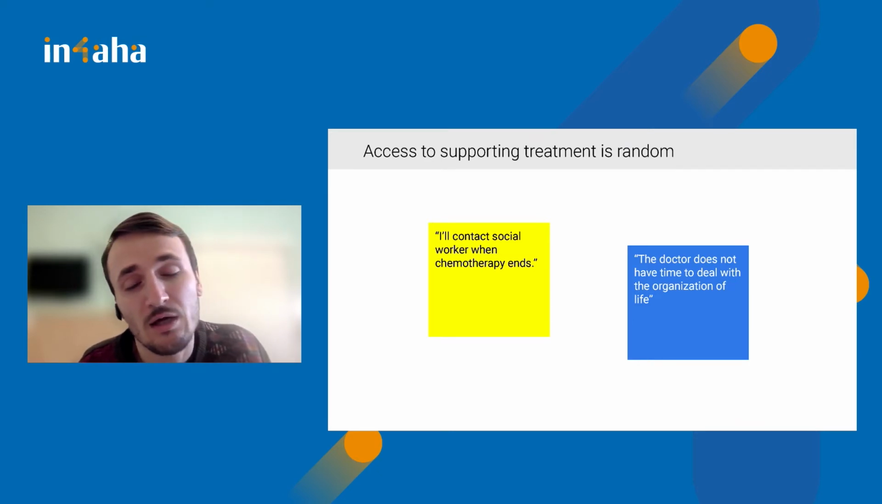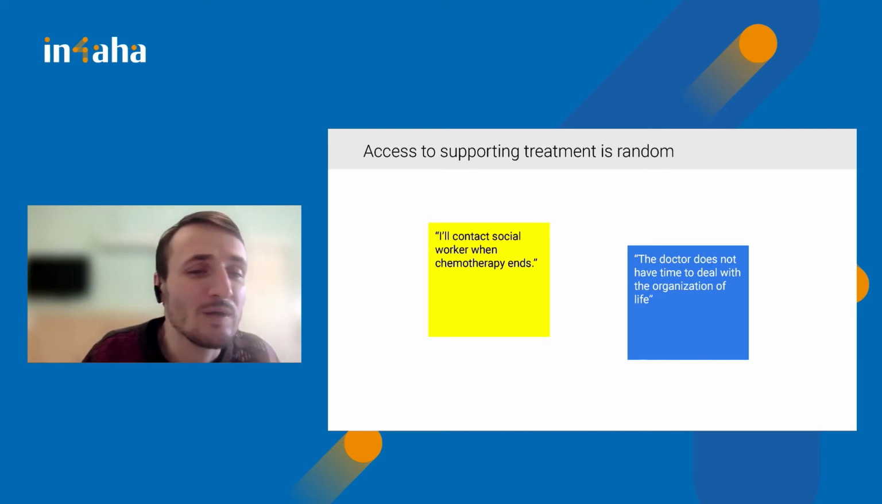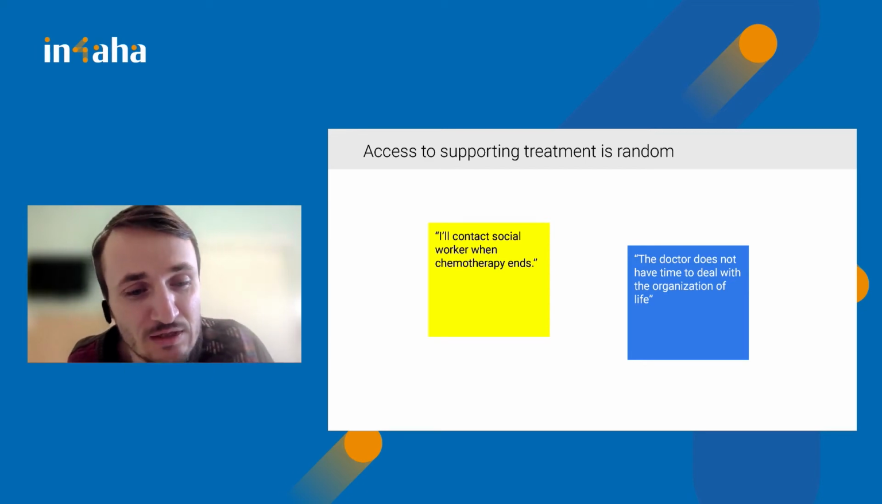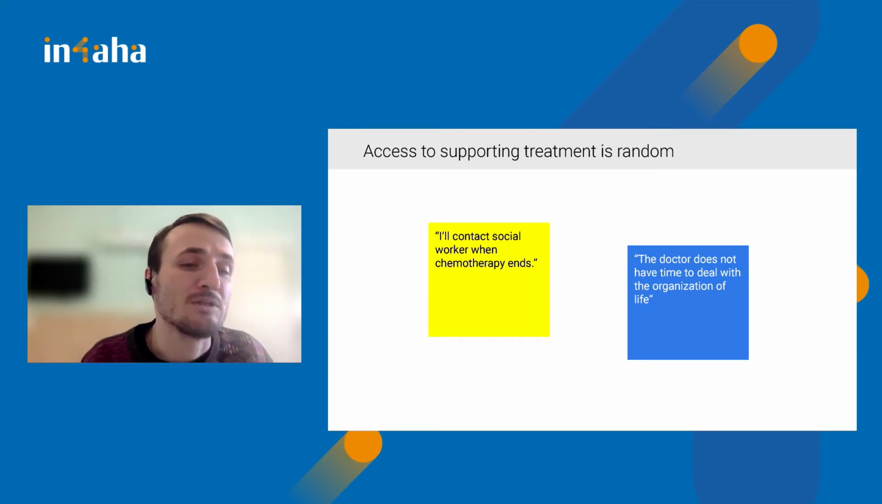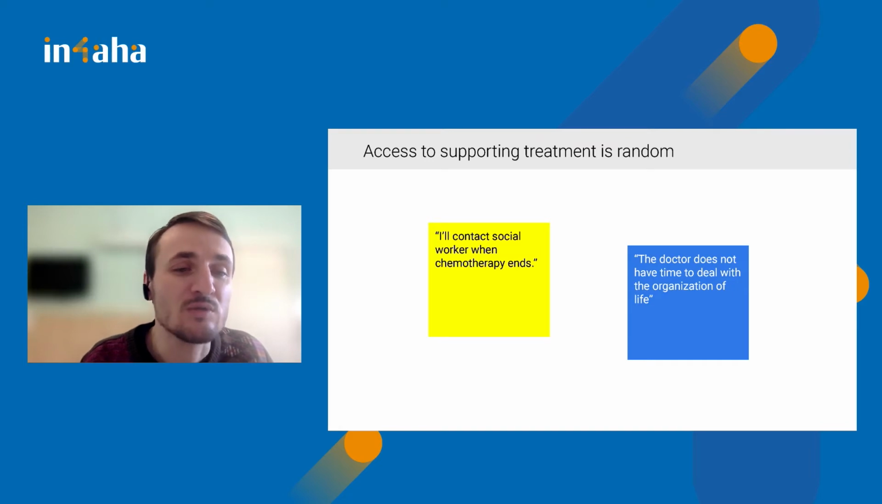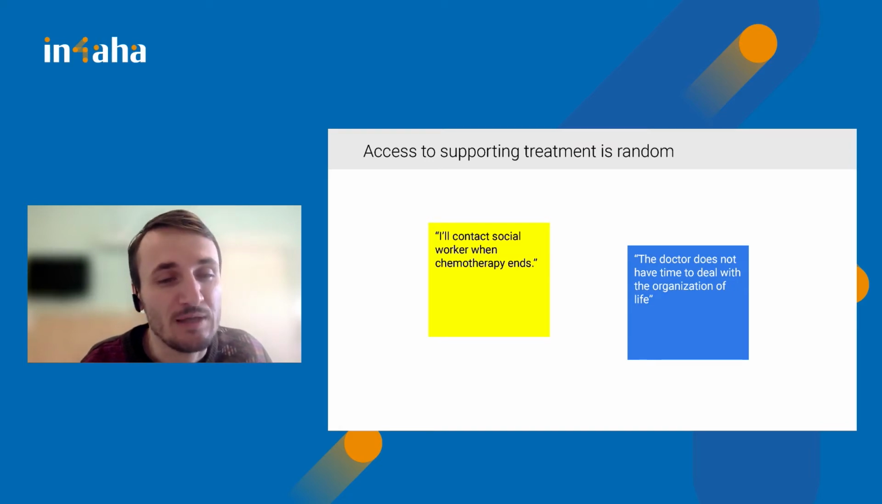But the system or the process is designed according to the treatment of the cancer, and that's why access to the supporting aspects of the treatment is very necessary. A patient told me that she'd contact the social worker when the chemotherapy ends, which was in 3 weeks, but she needed social therapy at that moment.